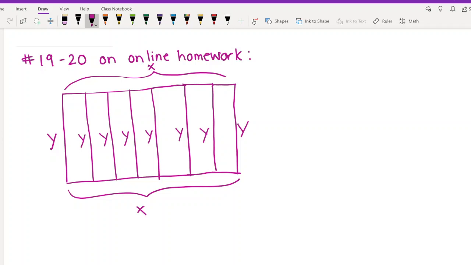However, when you find the area of this thing, it would just be x times y, right? Because the area is just the overall area. You don't need to worry about all these separate rectangles.